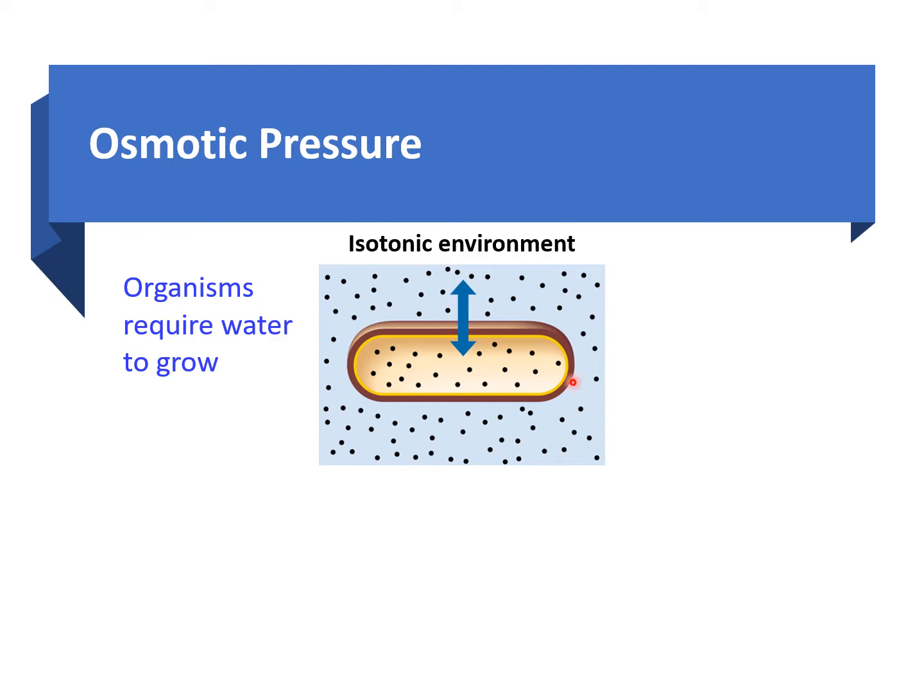So let's go ahead and take a look at this environment. So let's say here's a bacteria cell and it's placed in this environment. What is this environment called? It's called the isotonic environment. So this term right here, you guys, it's explaining to you the condition outside of the bacteria, not inside the bacteria. Okay, so isotonic, it's again explaining the condition outside the bacteria.